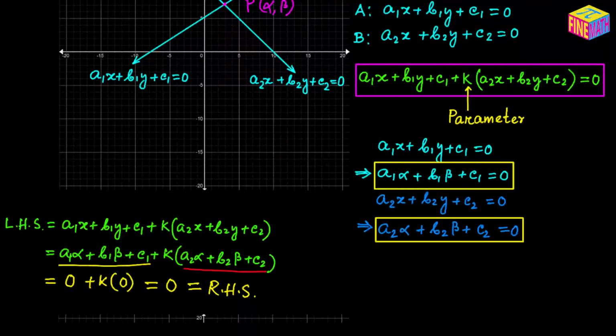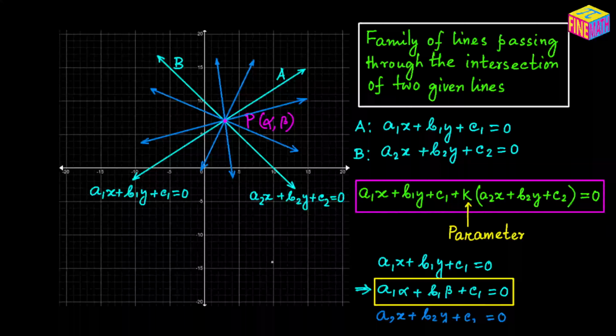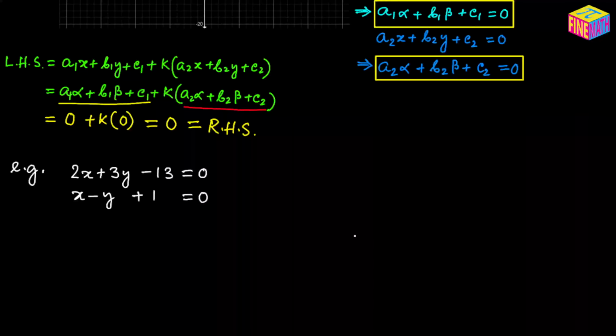So let me draw a few of those sample straight lines. Here I have drawn a few straight lines in blue color, and all of those straight lines are the family of lines represented by this new equation. And if you want to see an example, we can take an example. Suppose we have been given the equations of two straight lines like this: 2x plus 3y minus 13 is equal to 0 and x minus y plus 1 is equal to 0.